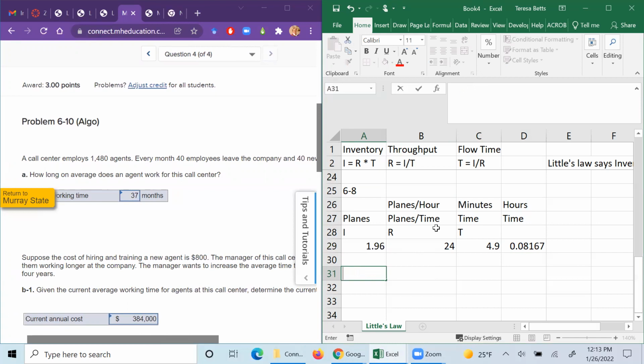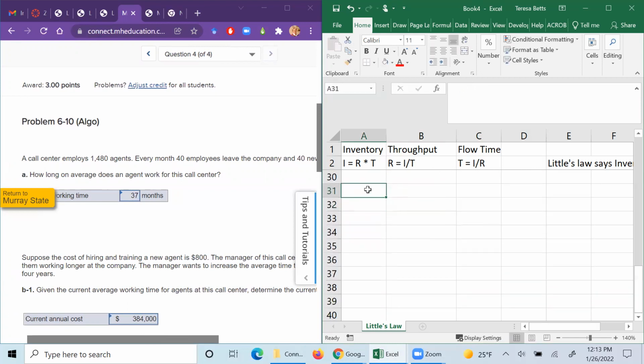Here, I'll go ahead and make this view a little bit clearer. So we're going to do problem 6-10. And again, we're interested in inventory, throughput, and flow time. Okay, we have 1,480 agents in the process, and our rate of departure is going to be 40 employees per month. Okay, and so we're interested in how many months do they actually work at this call center. That's going to be equal to inventory divided by throughput. So they typically work at this call center for 37 months.